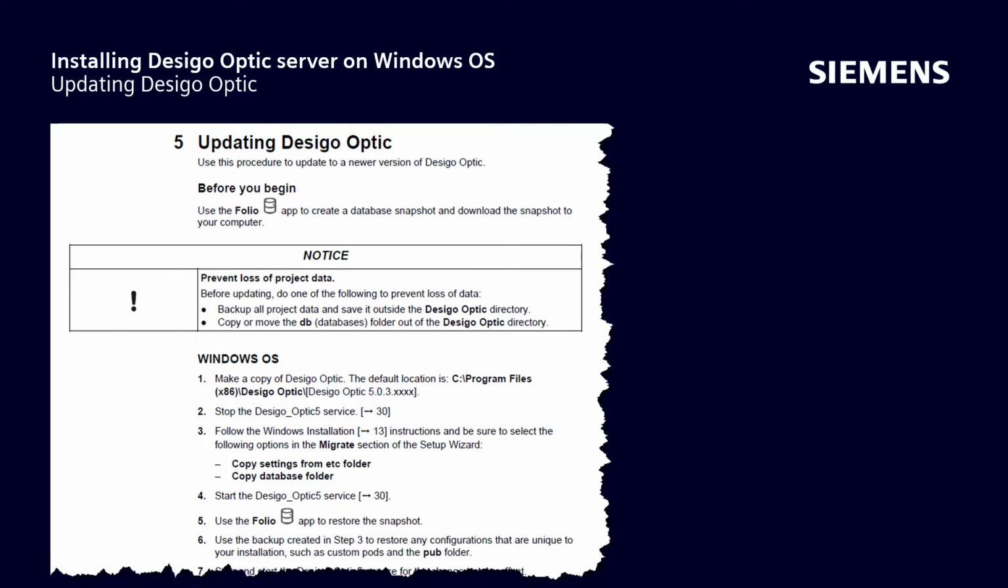In the last chapter we would like to show where the information concerning update of Desigo Optic can be found. In the installation guide, in chapter Updating Desigo Optic, we can find the necessary instructions to perform this task. In this document we can find more helpful information such as migration or an overview of Desigo Optic services. This document is provided in the course overview and can be downloaded.